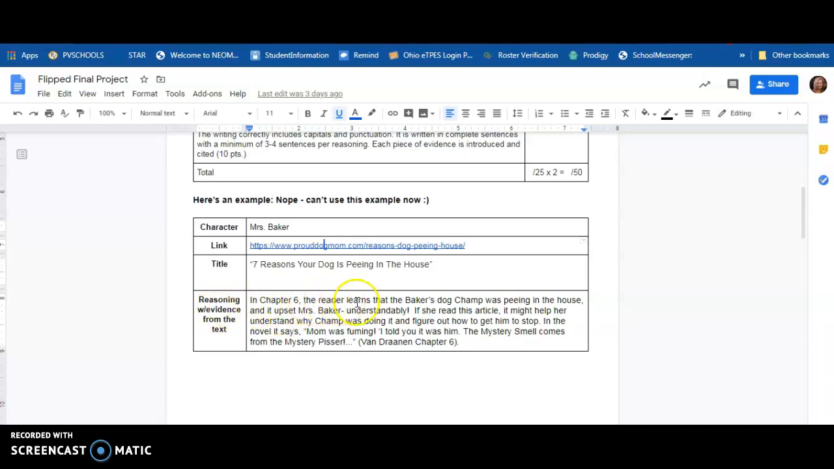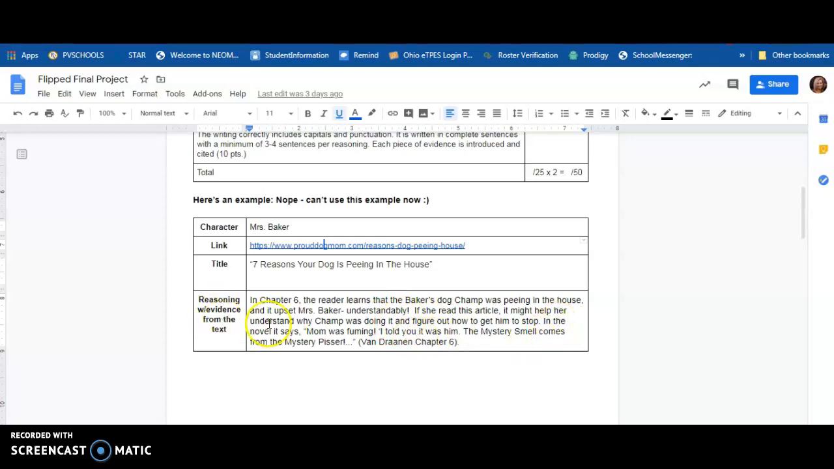In chapter 6, the reader learns that the Baker's dog Champ was peeing in the house, and it upset Mrs. Baker, understandably. If she had read this article, okay, it might have helped her understand why Champ was peeing in the house and figure out maybe ways to try to get him to stop, but also maybe just be a little bit more compassionate for what he probably went through before becoming a member of the household.